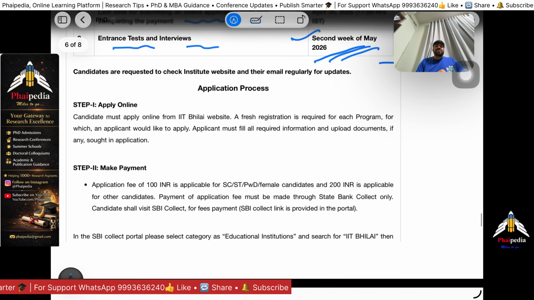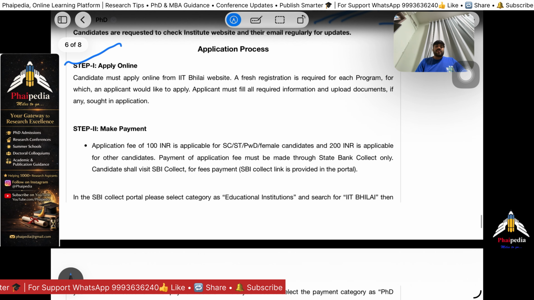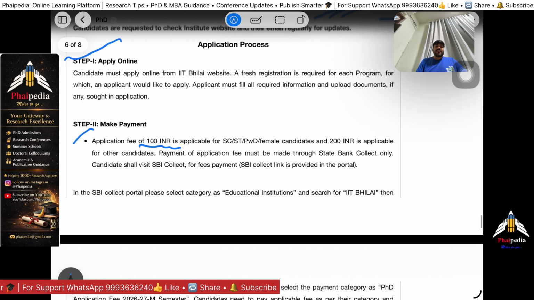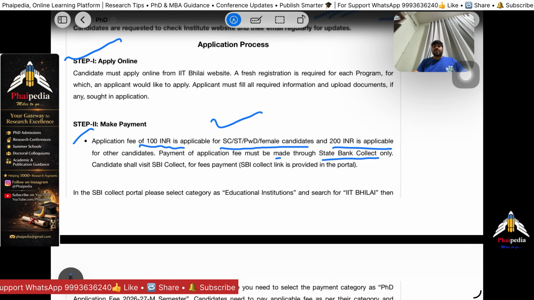So the application process is basically: apply online, make the payment of the application fee. INR 100 is applicable for ST, SC, PWD and female candidates, and 200 rupees for applicants other than these candidates. Okay, and also payments of the application fee must be paid through SBI Collect only, and candidates shall visit SBI Collect for fee payment. The SBI Collect link is provided in the portal.